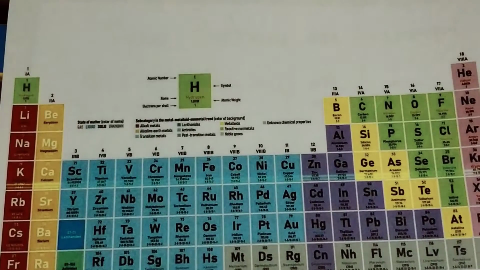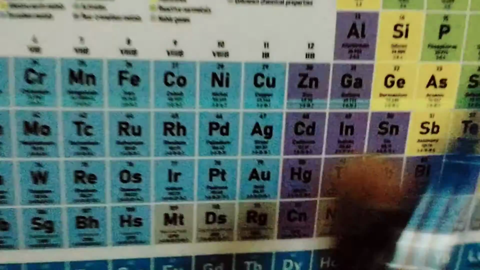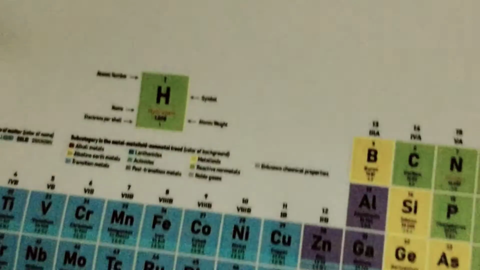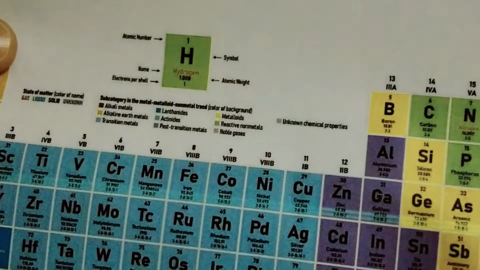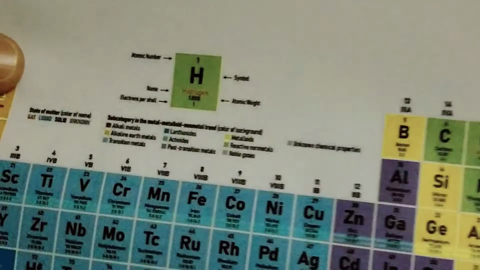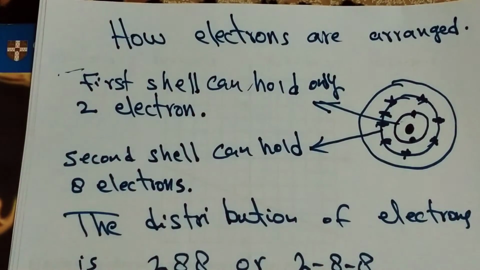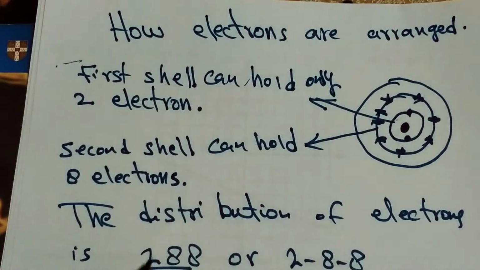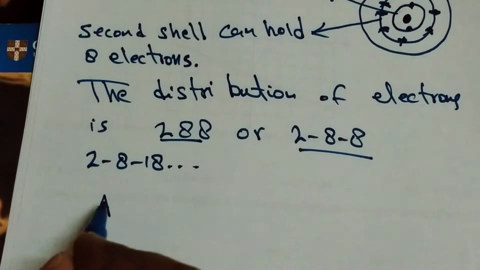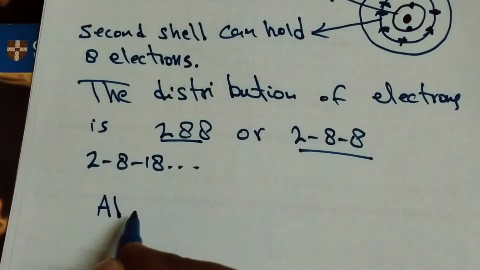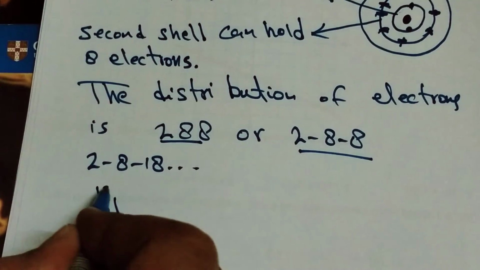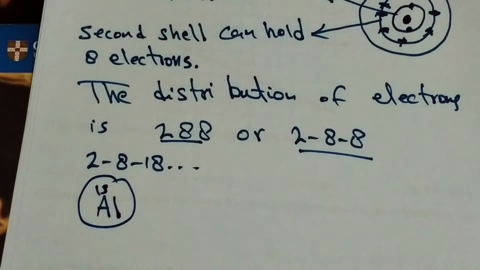Let's see, my dear, let me take any element from the periodic table. For example, I will take aluminium, this one. Aluminium, Al, has 13 electrons.